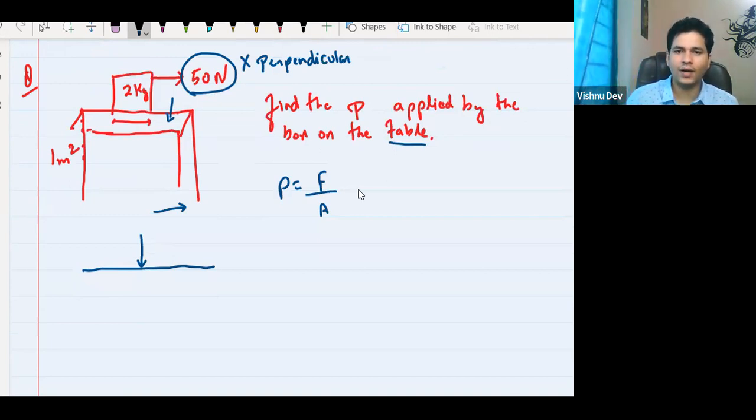So the force that we will be considering is due to the weight of this box, which is mg, by area, which is 1 meter square. Yes or no?